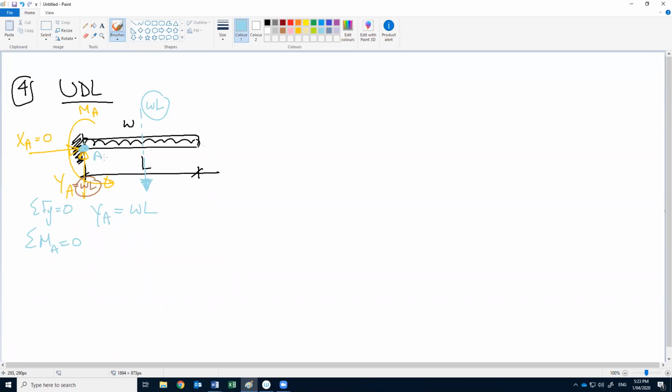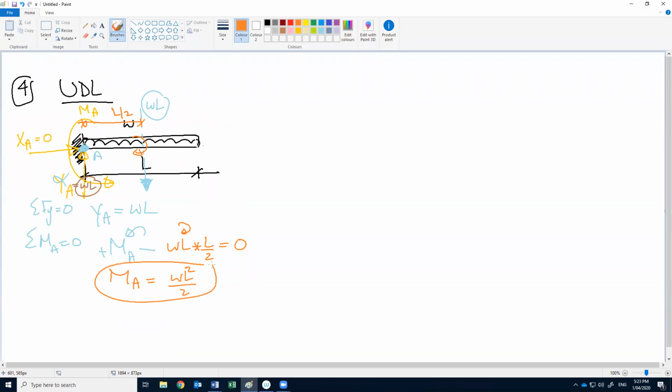YA times WL. I will start with MA, positive because it's rotating anti-clockwise. This force doesn't have moment. Minus, this force is rotating in this direction, so negative WL multiplied by the distance. Where is this force applied? Halfway, so L over 2, multiplied by L over 2, negative because it is clockwise. This should be 0. So MA will be WL square divided by 2.